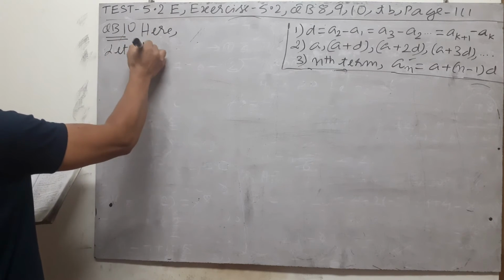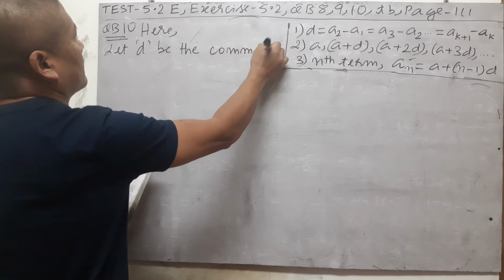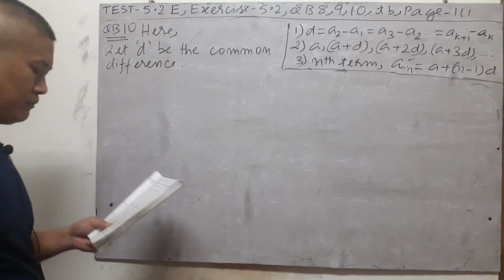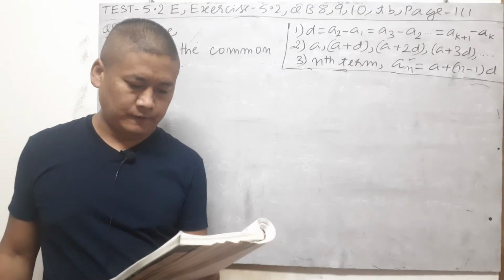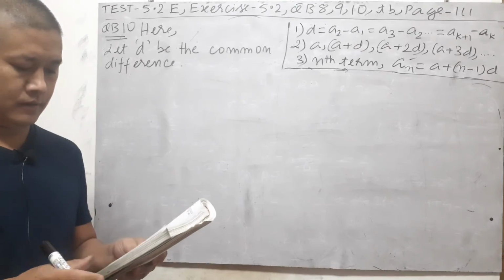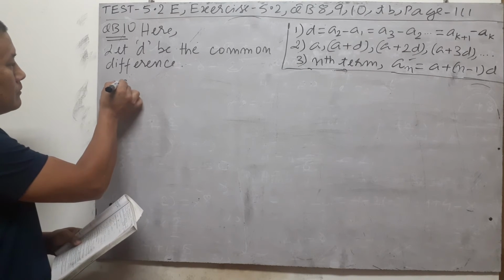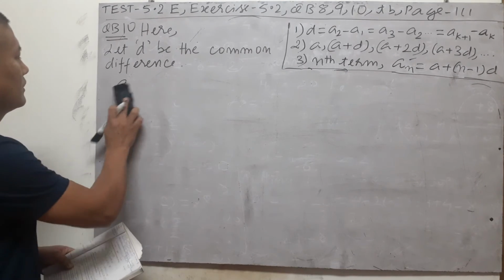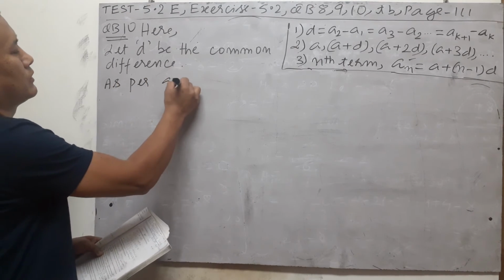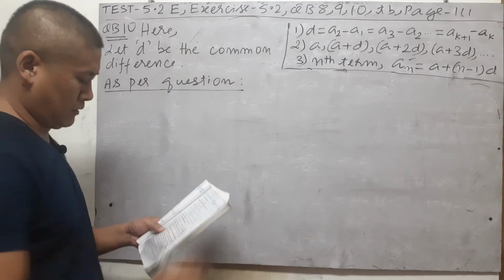So here, let d be the common difference, because we usually use small d as the symbol for denoting common difference. 17th term exceeds the 10th term by 7. Listen carefully. You can write here, as per question, which means according to the information given in the question.